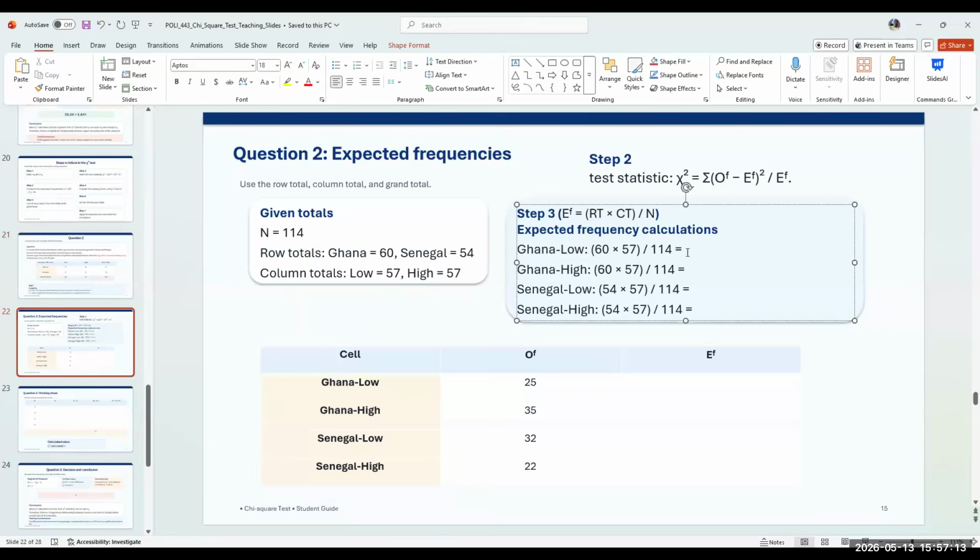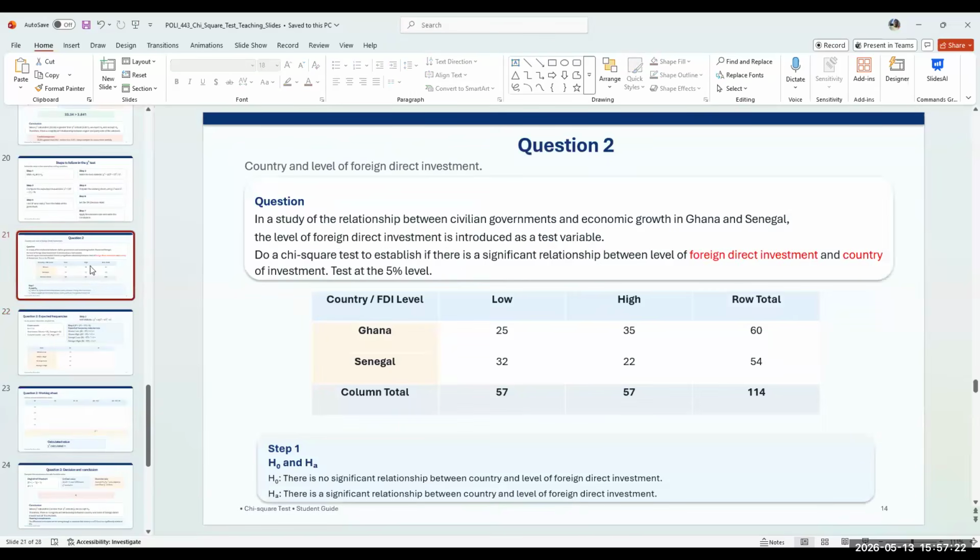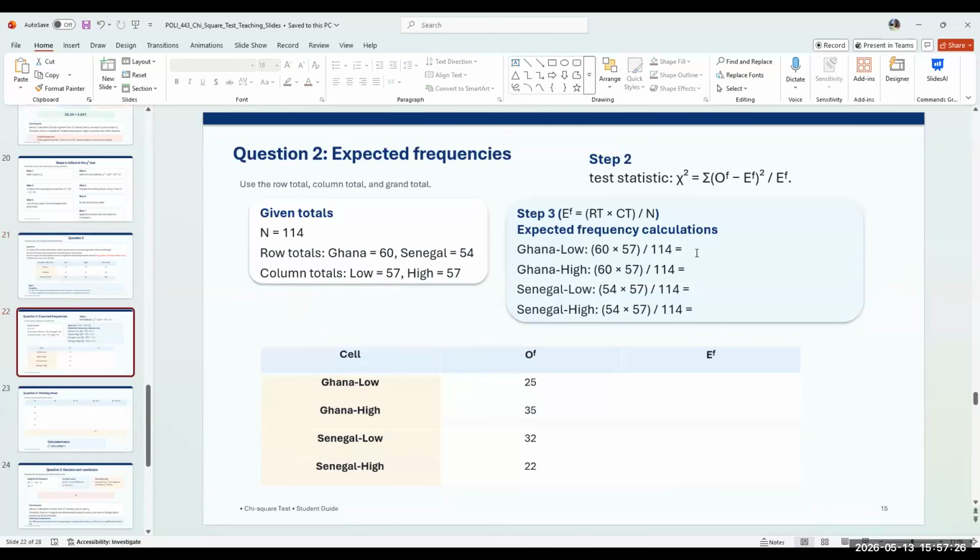So what will be the final answer for 60 times 57? What would the answer be? 60 times 57 divided by 114. Somebody may also decide to do 60 times 57, write the answer, and then write divided by 114 before continuing. But we are just entering the final answer, and it doesn't mean that what you do is wrong. It is very right.